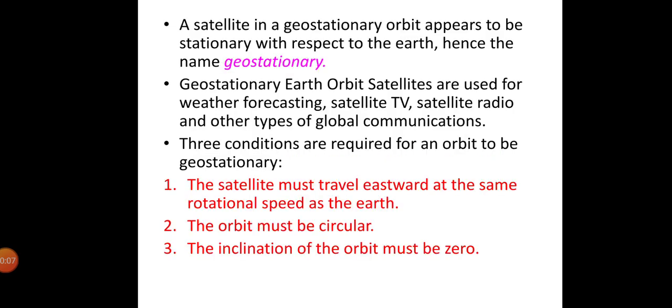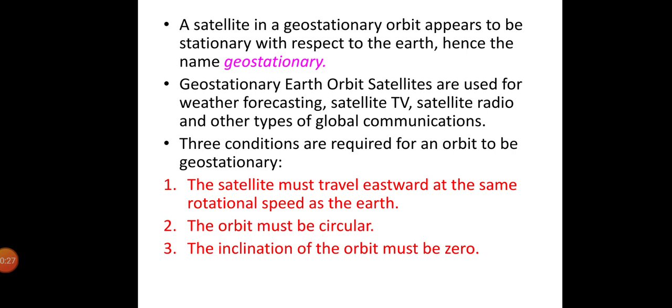Welcome to this presentation. In this video, let us have an insight of geostationary orbit and station keeping. A satellite in a geostationary orbit appears to be stationary with respect to the Earth, and hence the name geostationary satellite. Geostationary Earth orbit satellites are used for weather forecasting, satellite TV, satellite radio, and other types of digital communications.